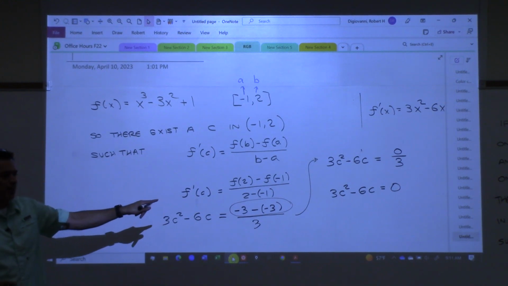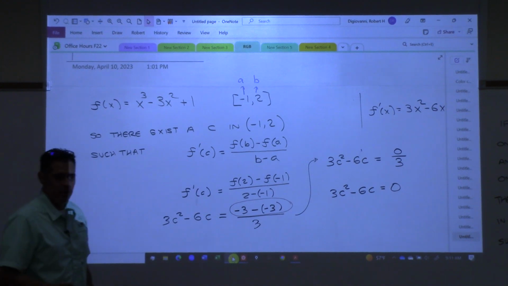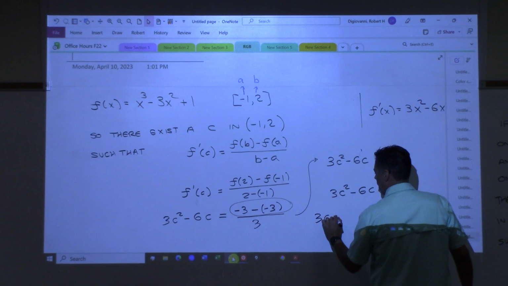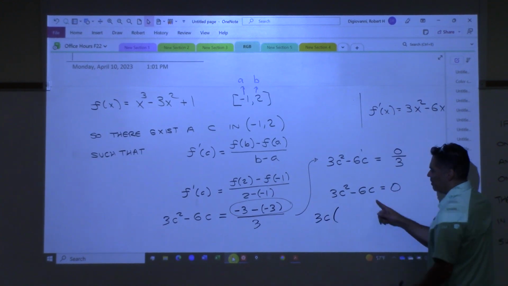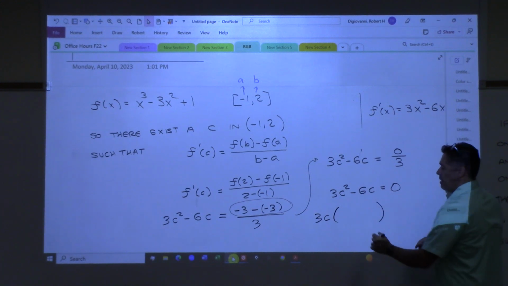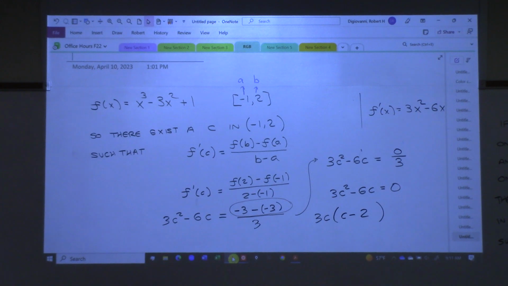But this, because there's a 0 on the right-hand side right now, this is actually going to be pretty straightforward. On the left side, I'm going to factor out a 3c. I'm going to factor a 3c out, greatest common factor out of both of these. They both have a 3, they both have a c, and if I do that, I'm left with c minus 2 equals 0.